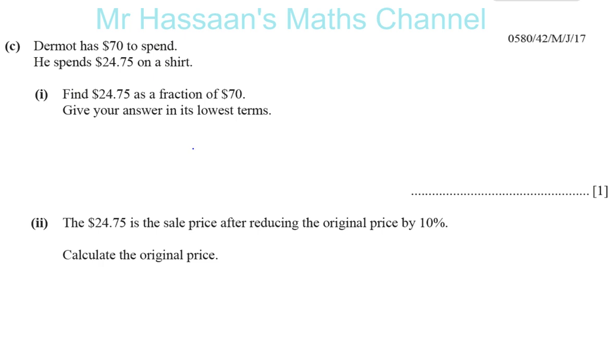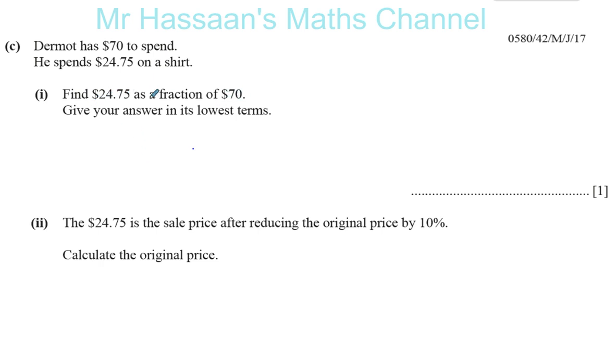Okay, so now we've got part C, or question 1, May/June 2017. C part 1 is a typical reverse percentage finding the original quantity question. No, actually, that's part 2. Part 1 is expressing a number as a fraction of another number, expressing A as a fraction of B. So here you're going to find $24.75 as a fraction of $70.